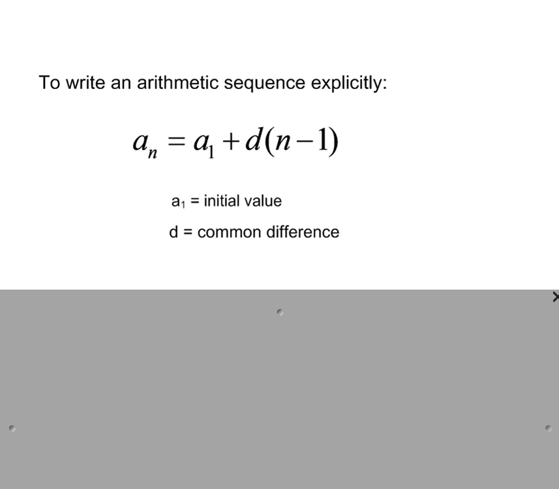So let's summarize that. To write an arithmetic sequence explicitly, we're going to use the form a sub n is equal to a sub 1 plus d times n minus 1. A sub 1 is that initial value. D is the common difference. So it's really not too hard. Let's practice that.